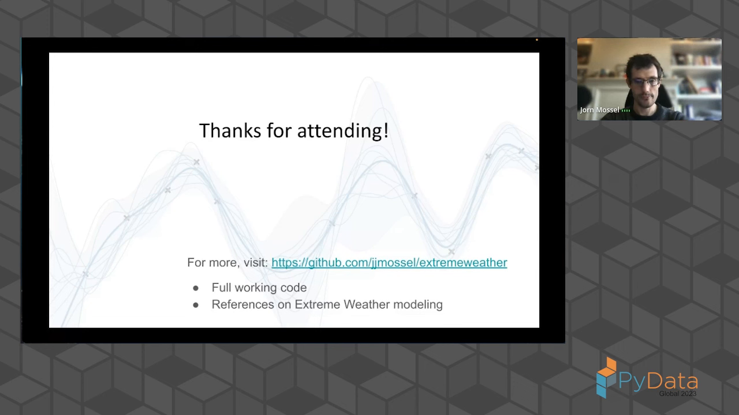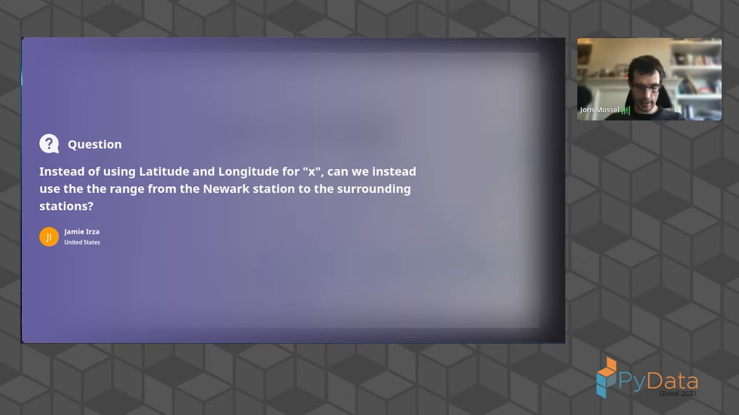Sure. Got another question. Instead of using latitude and longitude for X, can we instead use the range from the Newark station to the surrounding stations? Not really, because although in my talk I focused on this one particular station, when I code it up, I do them all together. So I need to have the distance between all the different stations, not only between Newark and the other stations.